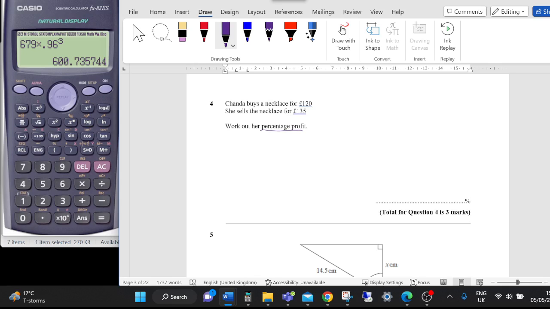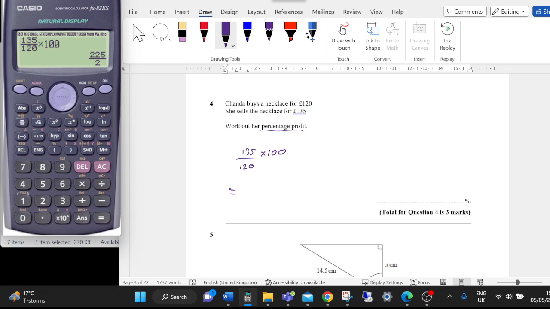So technically, percentage is change divided by the original amount times by 100. But if I just use the amount that she sold it for, my percentage is going to be 100 and something, and then that's just the 100 plus the percentage change. So that gives me, as a fraction, 135 divided by 120 times by 100. As a decimal, 112.5. So as a percentage profit, that's going to be 12.5% profit.